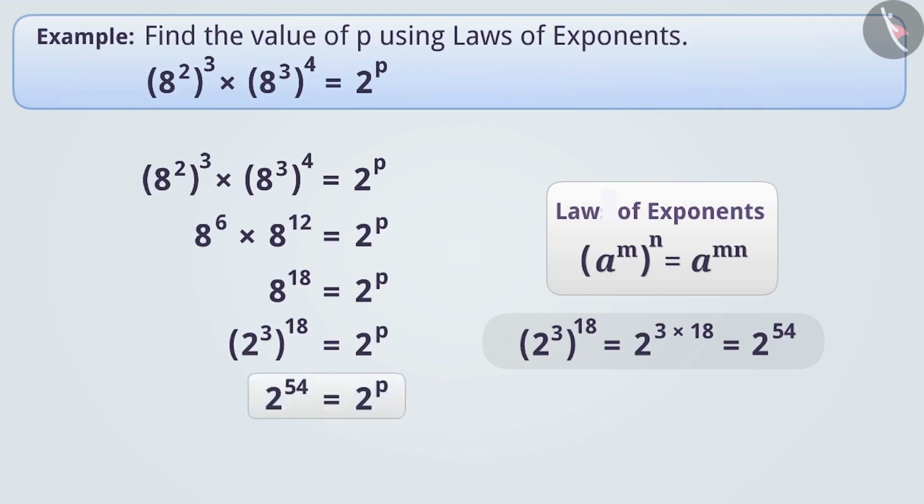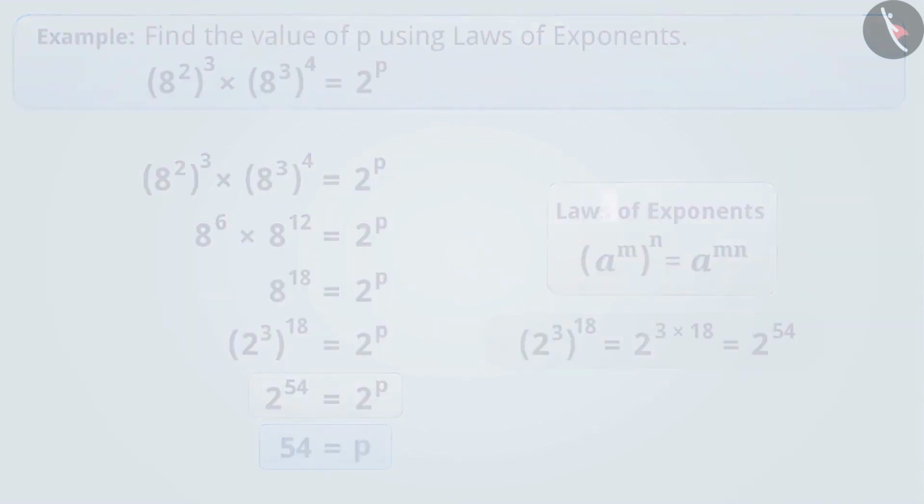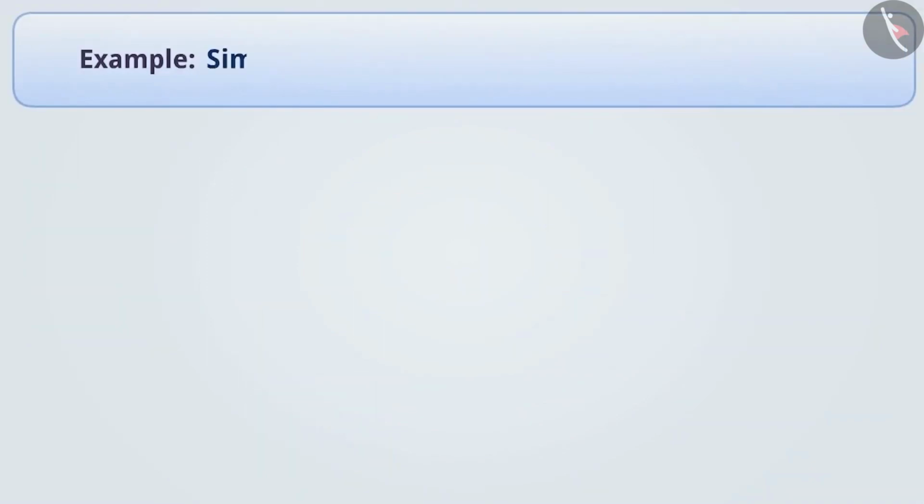Now if we compare the left side and the right side, then it becomes easy to tell that the value of p is 54. Similarly, by using laws, we can solve complex questions. Next example. Simplify this.